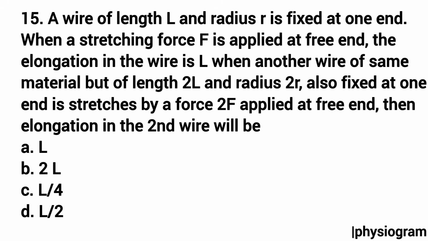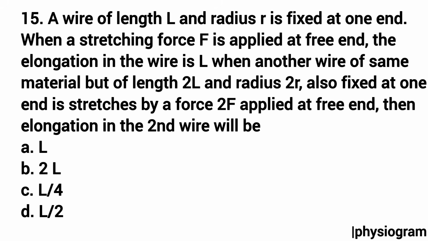Number 25: a wire of length L and radius R is fixed at one end. When a stretching force F is applied at the free end, the elongation in the wire is L. When another wire of the same material but of length 2L and radius 2R, also fixed at one end, is stretched by a force 2F applied at the free end, then the elongation in the second wire will be, option A, L, B, 2L, C, L/4, and D, L/2.